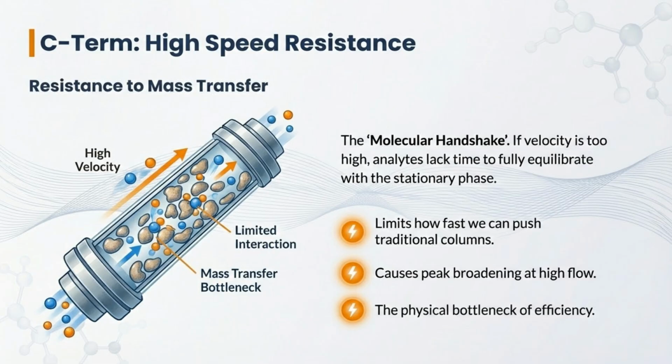Finally, we hit the C term, or resistance to mass transfer. This is the high-speed resistance. Imagine trying to have a deep business negotiation while running a full sprint. You won't have a productive exchange. In chromatography, we need the analyte to move back and forth between the mobile phase and stationary phase, the molecular handshake. If the flow rate, or U, is too high, the molecules move too fast to fully negotiate. The result? Your peak broadens because the exchange isn't efficient. This is the physical bottleneck that limits how fast we can go on traditional columns.